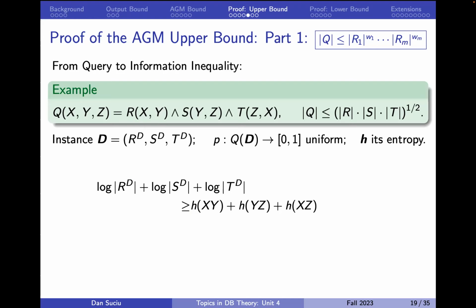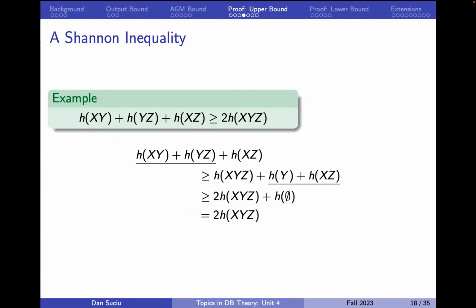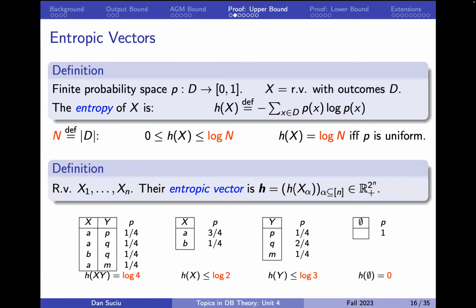XY means the joint random variable whose outcomes are the values of X and Y. Okay, this is important. So let me go back and make this clear, because we have this picture here. In our case, we have three variables, X, Y, and Z. But if we just have two variables, then this is what you take. The outcomes are tuples of X and Y. So then in the Shannon inequality, oh, sorry.